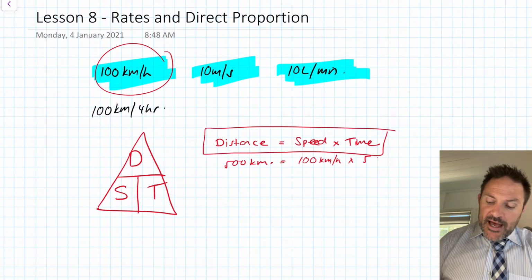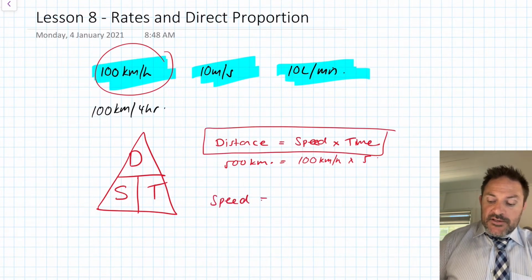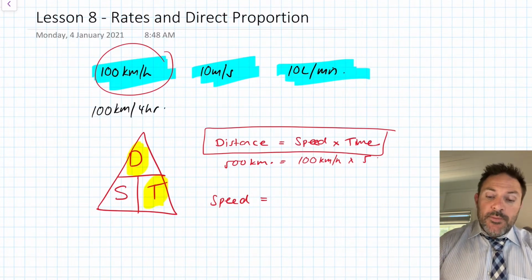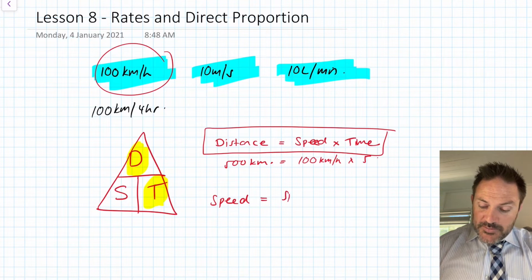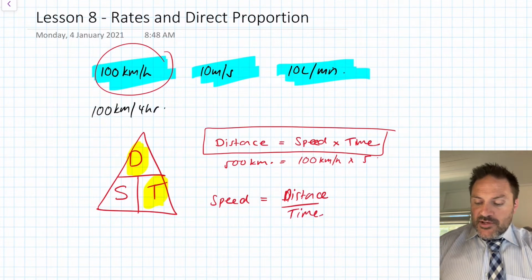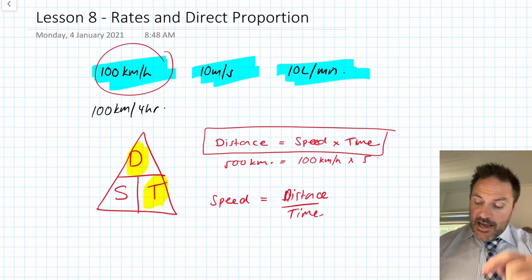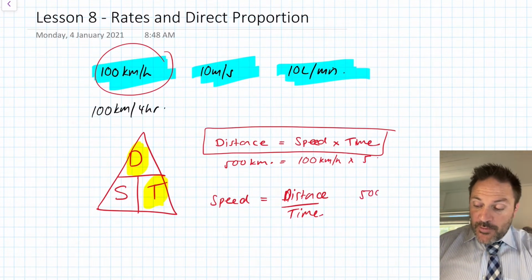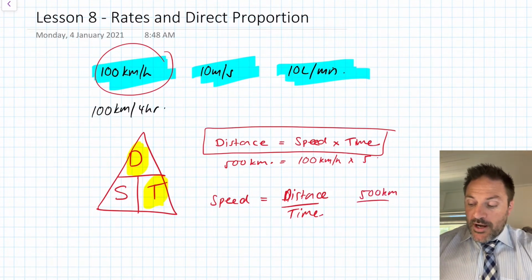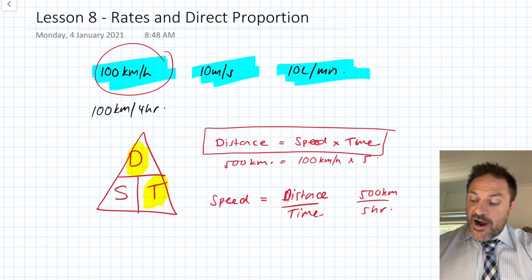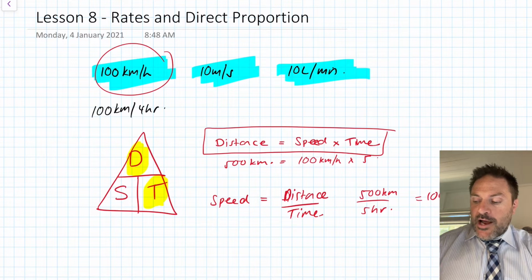If I want to work out how fast I'm traveling, so the speed, well then I'm going to do the distance divided by the time because they're on top of each other. So I'll be doing my speed with my distance over my time. So likewise, if I said, okay, work out the speed if I'm traveling, let's say 500 kilometers in 5 hours, well, you divide them. 500 divided by 5 gives me 100 kilometers per hour, which is what we had there.